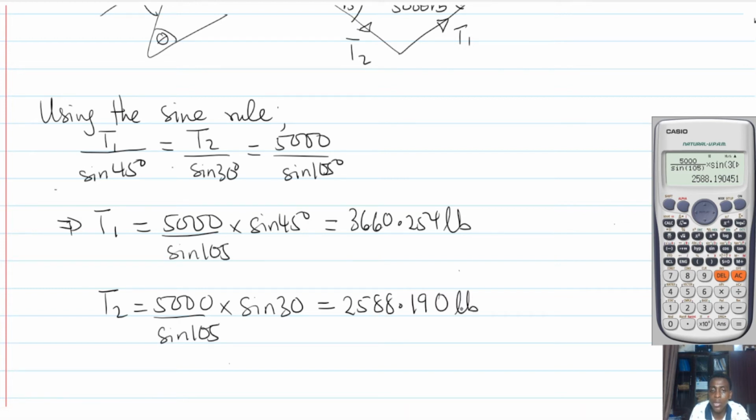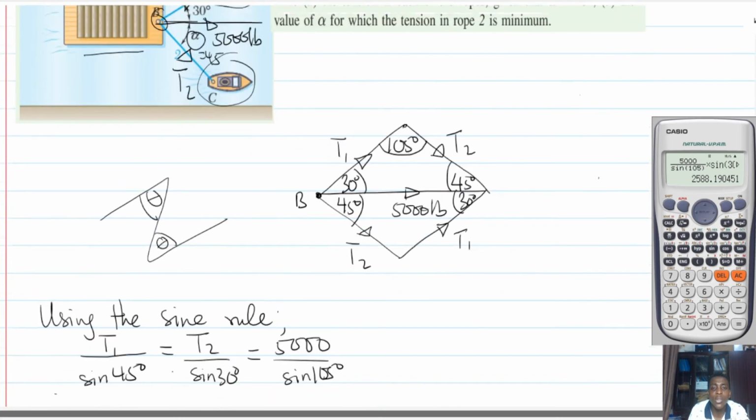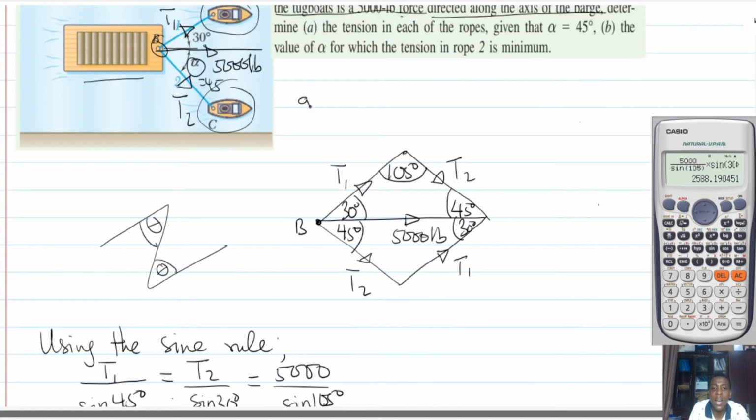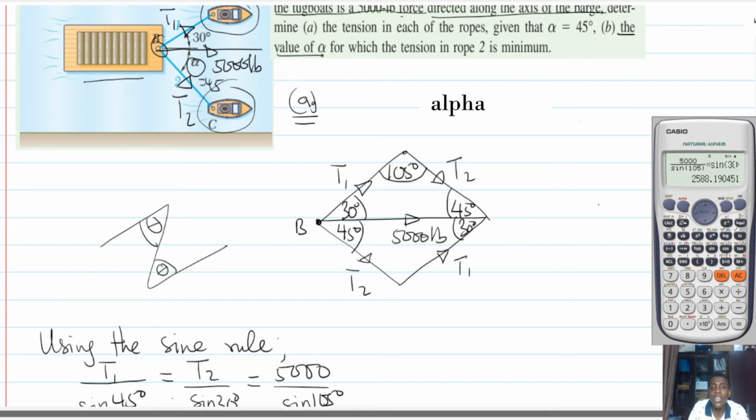2588.190 pounds. So that is T1 and T2. So the first part of the problem has been solved. Now let's look at the second part. He said that the minimum, so the value of A for which the tension in group 2 is minimum. Let's look at that part.